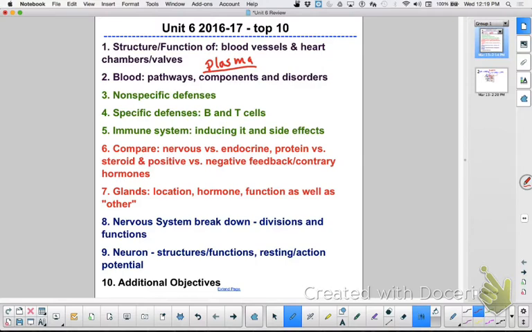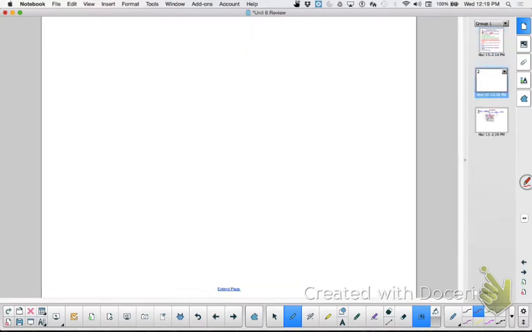Specific defenses, let's talk about that, because you have two categories. You have B cells and you have T cells. B cells are associated with antibodies. Do you remember that? And T cells are about cell-to-cell combat.